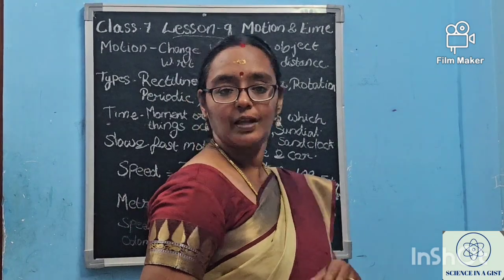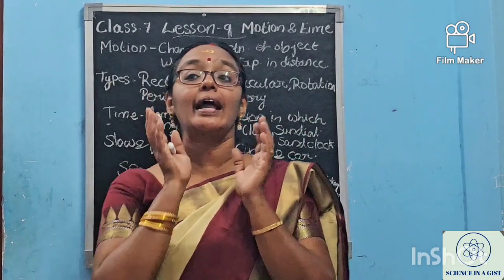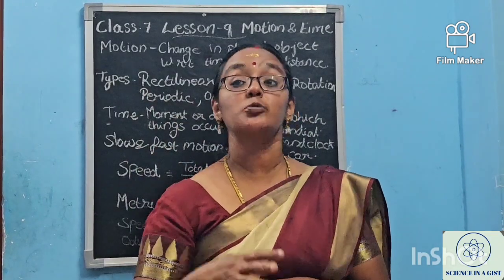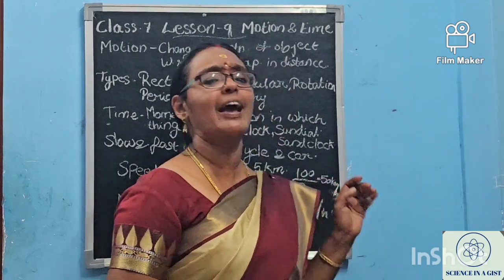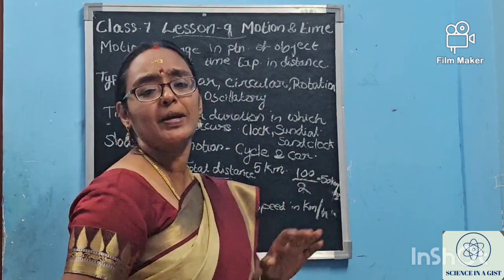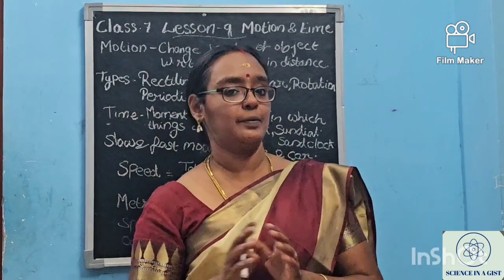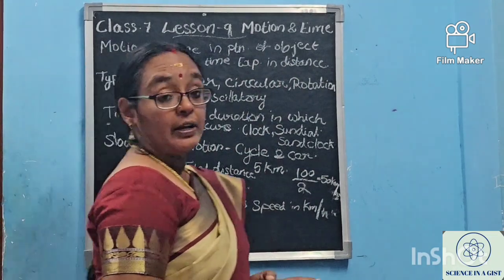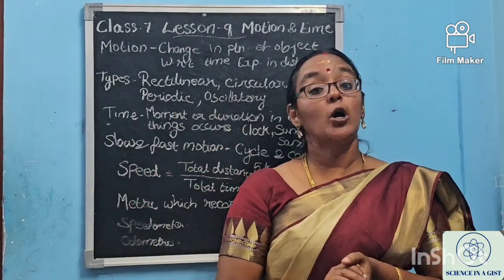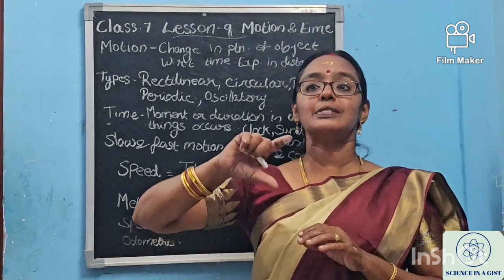the bike. Understood? So we can compare whether the speed of the car is more or the speed of the bike is more by calculating this way only. Distance divided by time gives you the speed. Understood?